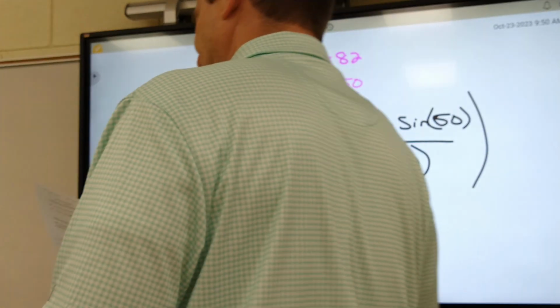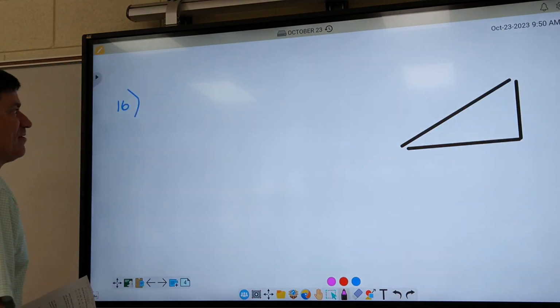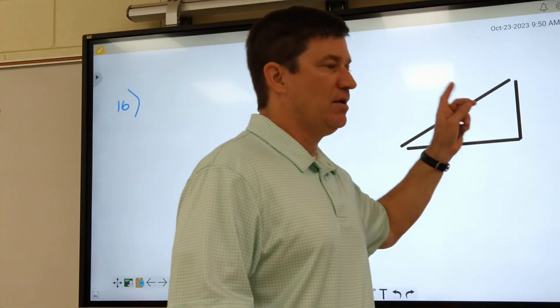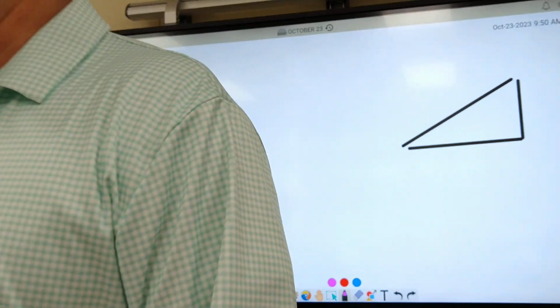All right, you got 5 of these on your quiz tomorrow. Let's look at 16. You guys have to draw a triangle for every problem on the back. Starting on 16, draw a right triangle. Go.